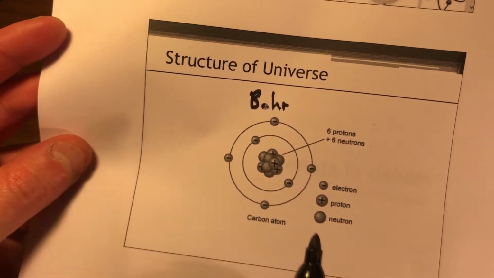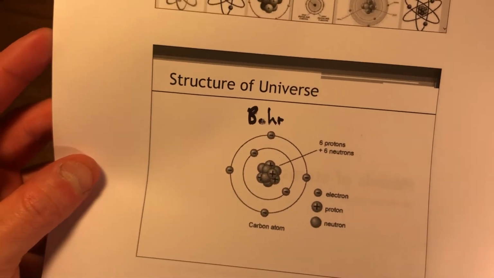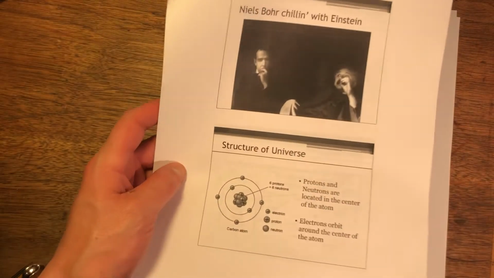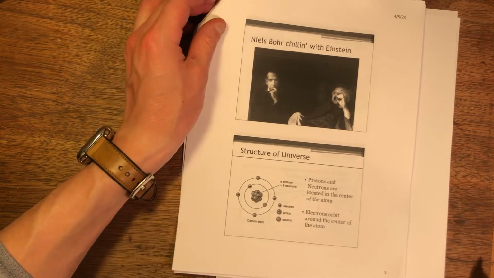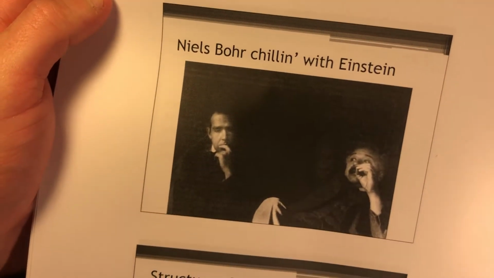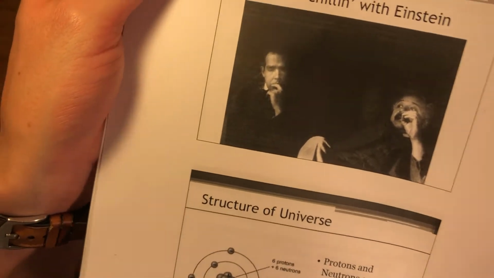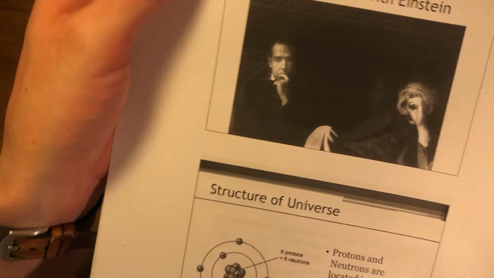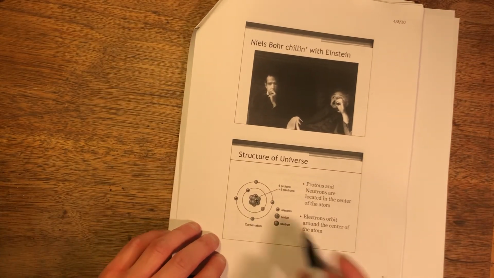For this way of thinking about the atom, it's actually really effective for the bonding and things like that. We're going to get into why at the end. So here's a picture of Niels Bohr and Einstein just chilling. That was probably around the 1930s, I believe. So this should all be fairly familiar to you guys.